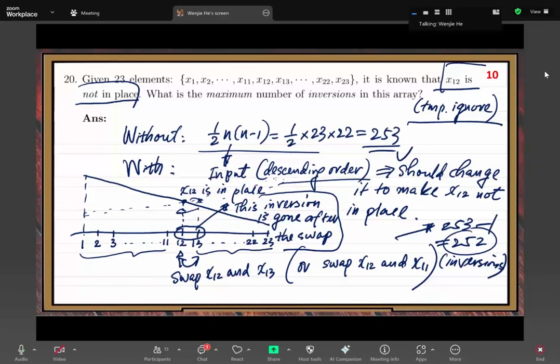Yeah, so here, let me explain this. Because when you talk about inversion, it's about one pair. For inversion, you need to consider one pair, not one element. What you said looks like you associate inversion with element. You said that because we touch x12, we also touch x13, so that may change two inversions, but actually we only change one inversion here.